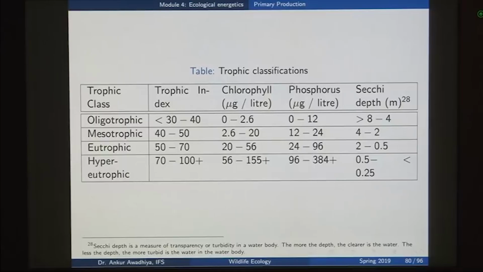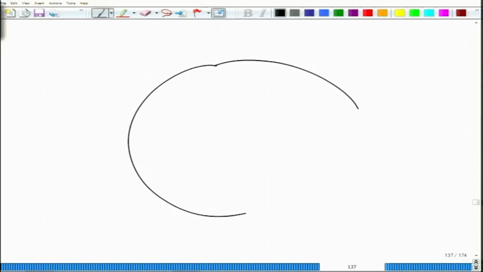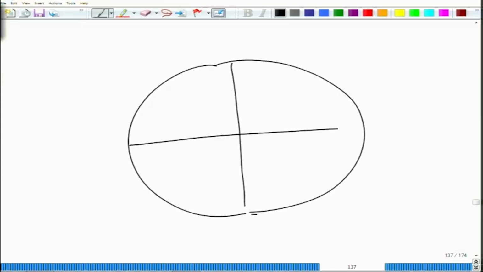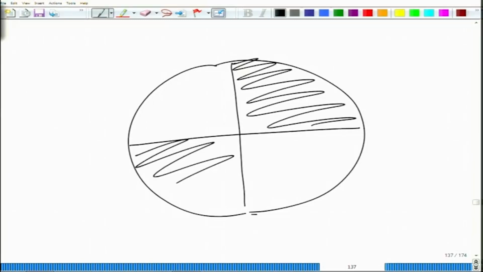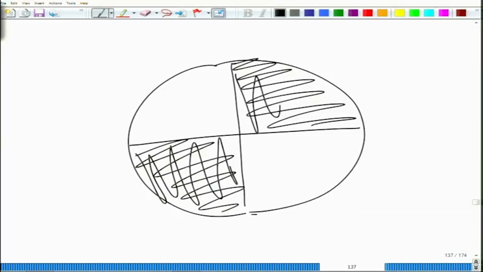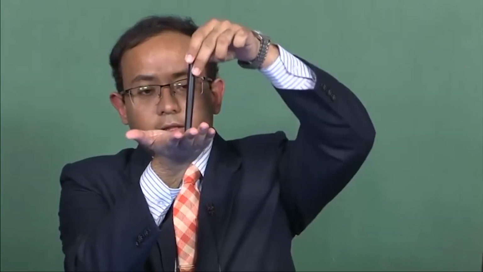So, what happens in the case of a Secchi depth is that you take a disc which is around 30 centimeters in diameter, and then this disc is having these 4 portions. Both of these are black in color. So, this is black portion, and then there are 2 areas that are white in color. So, you have this disc, you attach this disc to a rod. So, it will be attached like this, and then you lower this disc in the water.